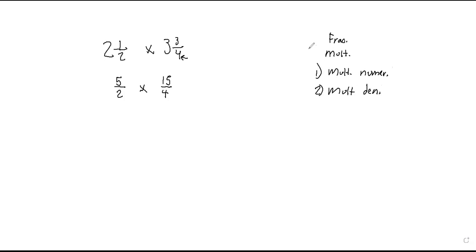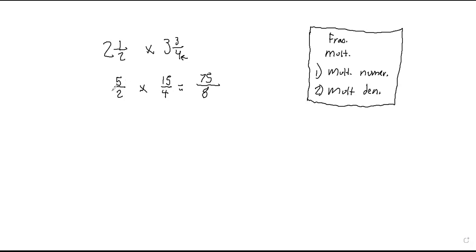All right. So if you're not familiar with the process for multiplying fractions, this is it in this little square, just a simple two-step process. If you want, you can record that for your notes. So let's go ahead and do it. Okay, so we have 5 times 15, that's going to be 75. That's in the numerator. And we have 2 times 4, which is going to give us 8.